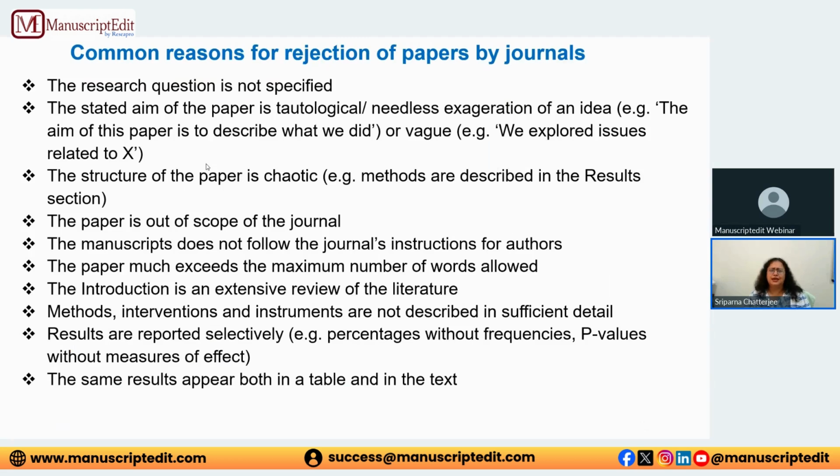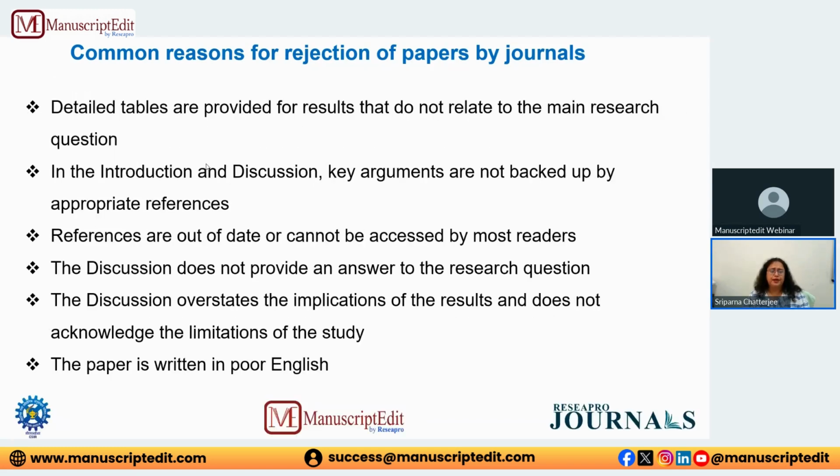Now, the common reasons are like I have already explained: the research question should be very specific, and the manuscript should follow the journal's instructions for authors. Of course, while choosing the journal, you should see the scope of the journal. If you are sending a paper on, say, healthcare to an energy journal, they won't accept it, right? You have to consider those things while submitting the paper.